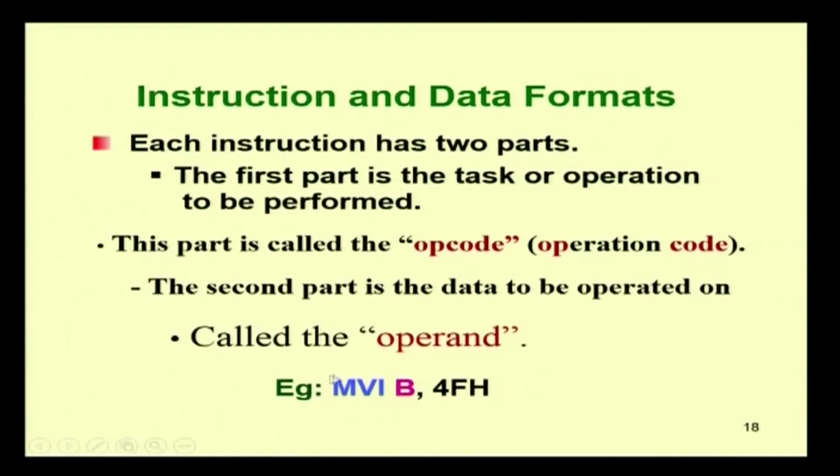You have to do an operation of moving. The expansion of this is move immediate. Some movement of data to a register, that is the operation. Then you have to mention the data also. So, this data has to be moved to this register. The data is 4F, a binary 8-bit number represented in hexadecimal form. H means hexadecimal. So, 4F is the operand. This is the opcode and this is the operand. So, the instruction consists of an opcode and then an operand.